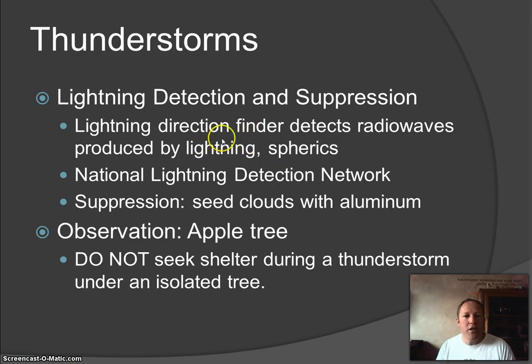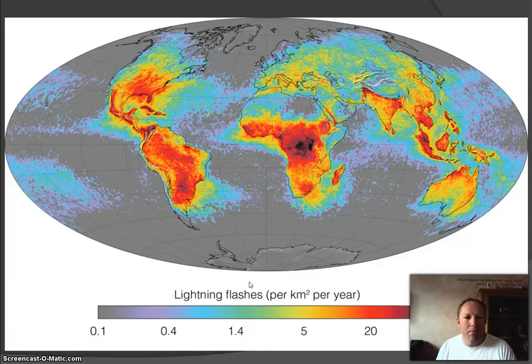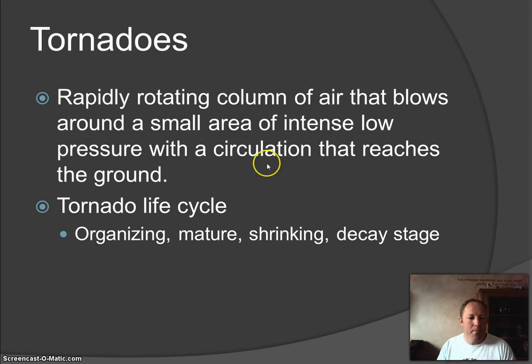Lightning detection and suppression. We try to have a lightning detection network and suppression. We seed the clouds with aluminum actually. That is not done very much at all, but we do try to suppress the lightning with lightning detection systems as well. Do not seek shelter during a thunderstorm under an isolated tree. That's asking for trouble. Here's lightning discharged around the planet. You can see how it's mainly over the continents, just a little bit of lightning over the oceans, not very common there, but you can see a big bullseye here over Africa and parts of South America.